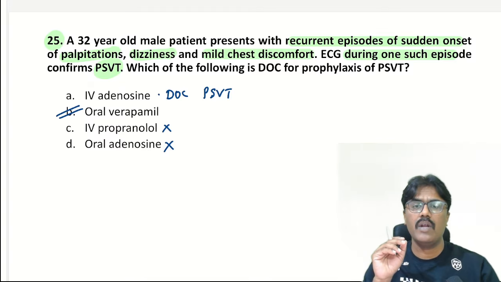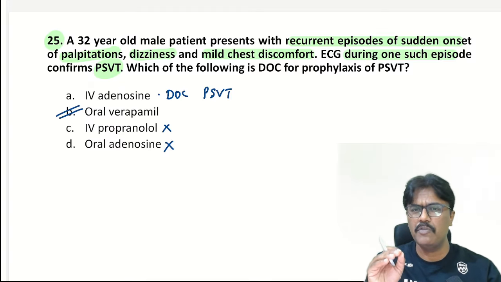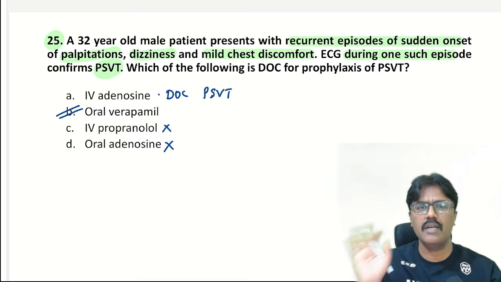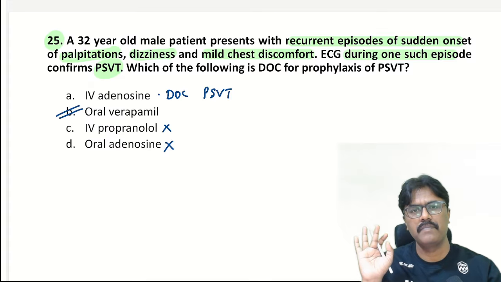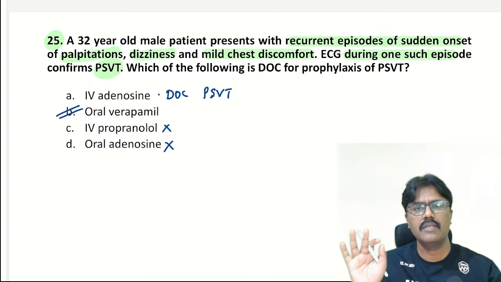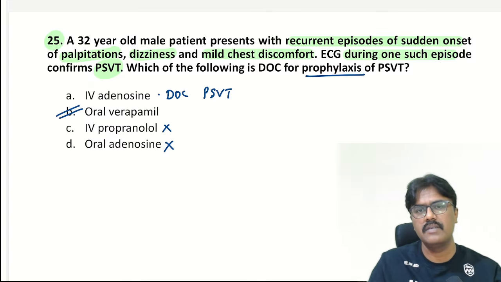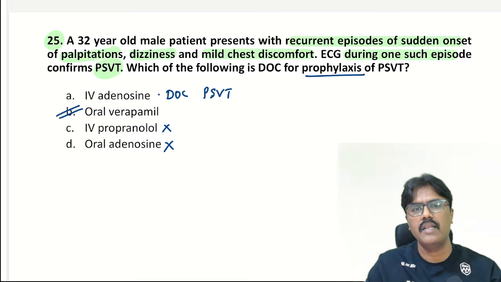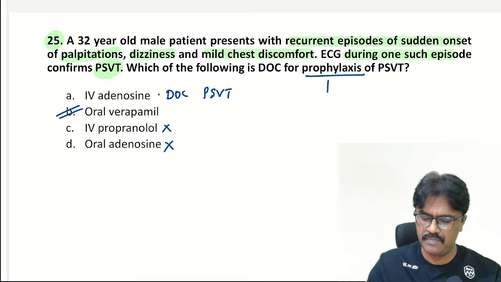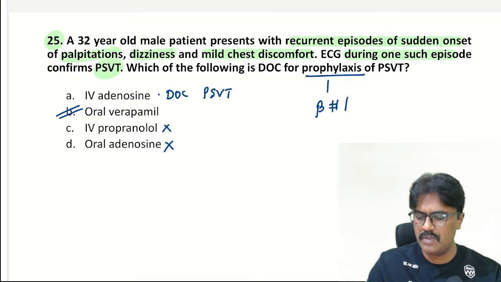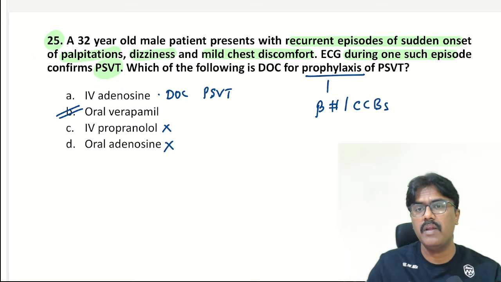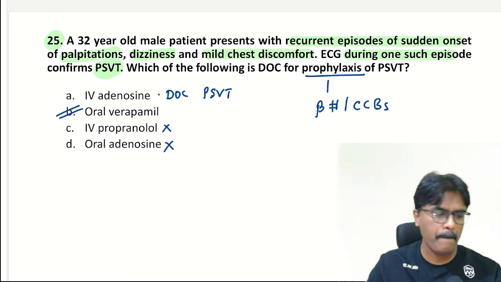But what I want to tell you is, most of you when you see this question will jump to the answer adenosine immediately. But read the question carefully. They are asking for a drug for prophylaxis. That means either you can give a beta blocker or you can give CCBs. In CCBs, you can use either verapamil or diltiazem. So the answer is B.